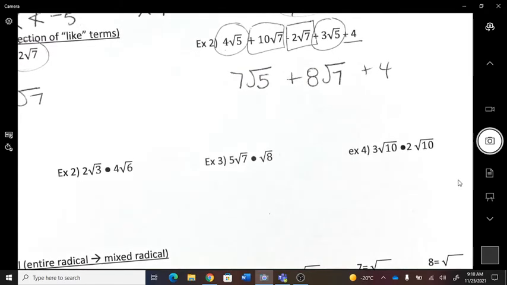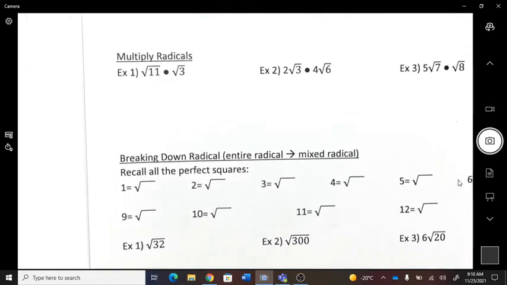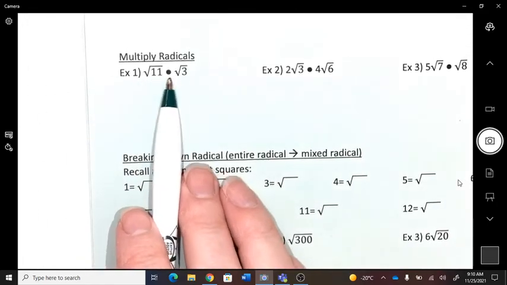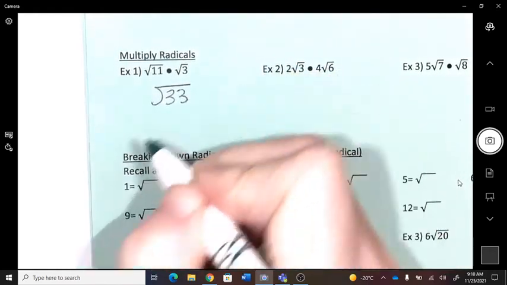Okay, multiplying. So when I multiply the radical of 11 times the radical of 3, I get the radical of 33.